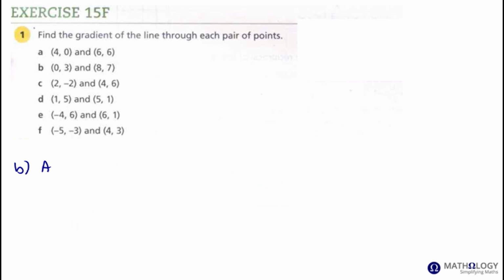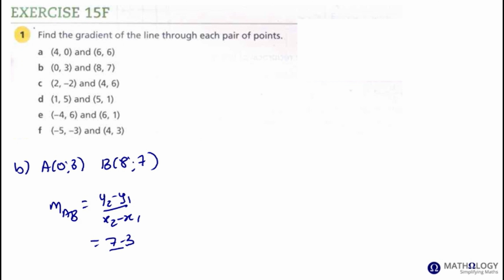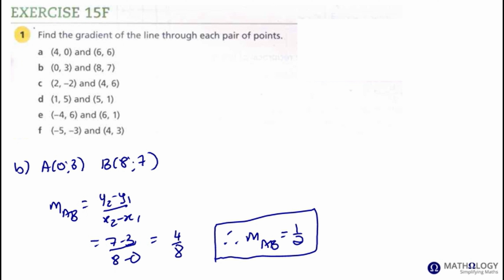For B, again, we're going to call A (0, 3), B the point (8, 7). The gradient of AB equals y2 minus y1 over x2 minus x1. So 7 minus 3 over 8 minus 0. That's going to be 4 over 8. So the gradient of AB equals a half. Note, we are not writing this as a decimal. No decimals.